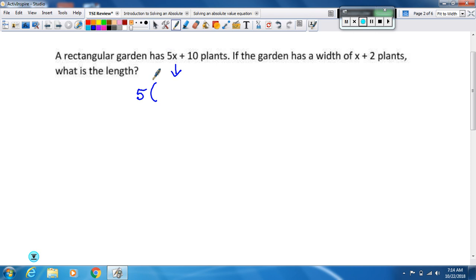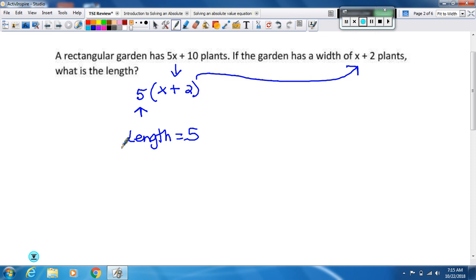So we have a 5 and an x. You took a 5 out, so that's an x, and then a plus sign, and 10 divided by 5 is 2. Well, then you notice that that is the width. So the other thing would have to be the length. So the length equals 5. And that's actually the answer to that one.